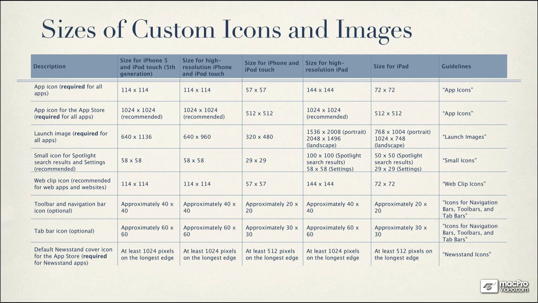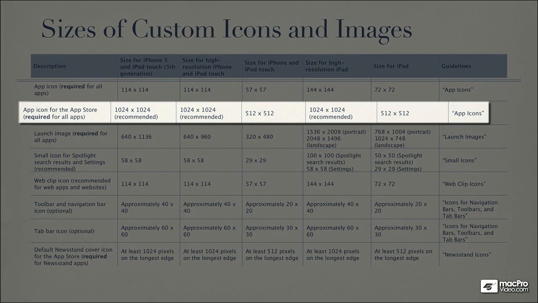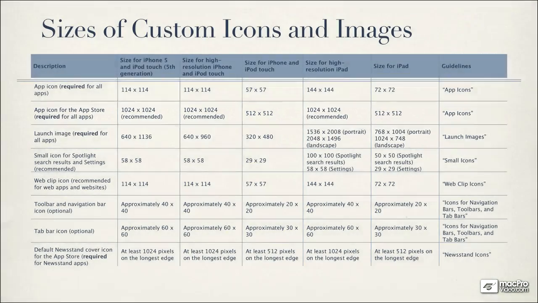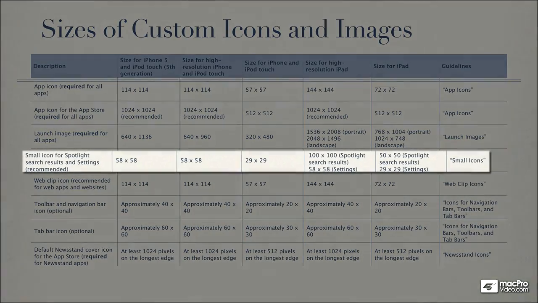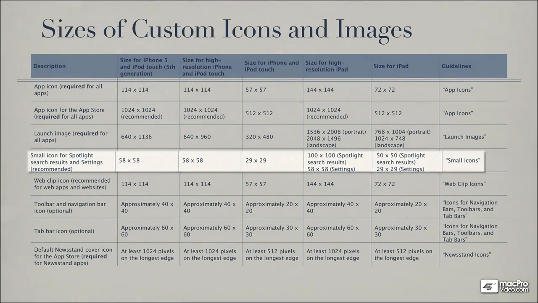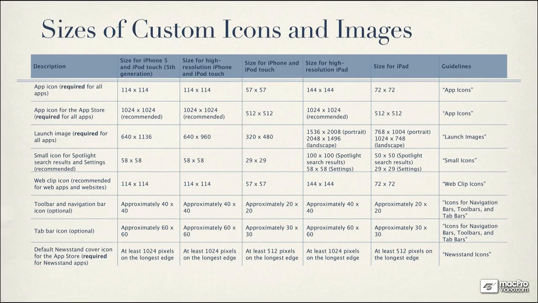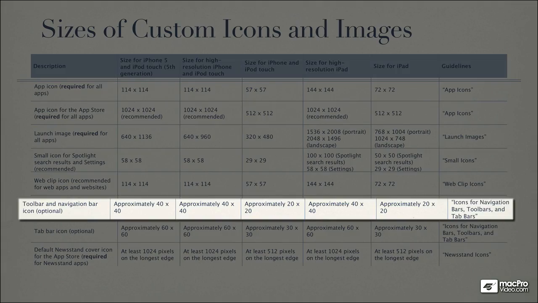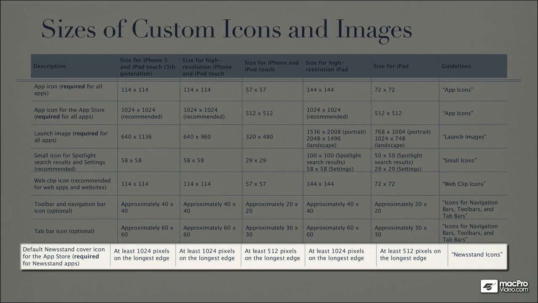The basic ones, you've got the app icon, and this is the icon that you'll see on your start screen. You've got the app icon for the App Store, which will be displayed in the App Store. You've got the launch image, which is the image that is displayed while launching an app to make it appear to launch faster. The small icon for the Spotlight search results and settings. Your web clip icon, which would be the same as an app icon, but for the web apps, which basically cover up Safari, make them look like an app. You've got toolbar and navigation bar icons, tab bar icons. You've got default newsstand cover icons for the App Store.